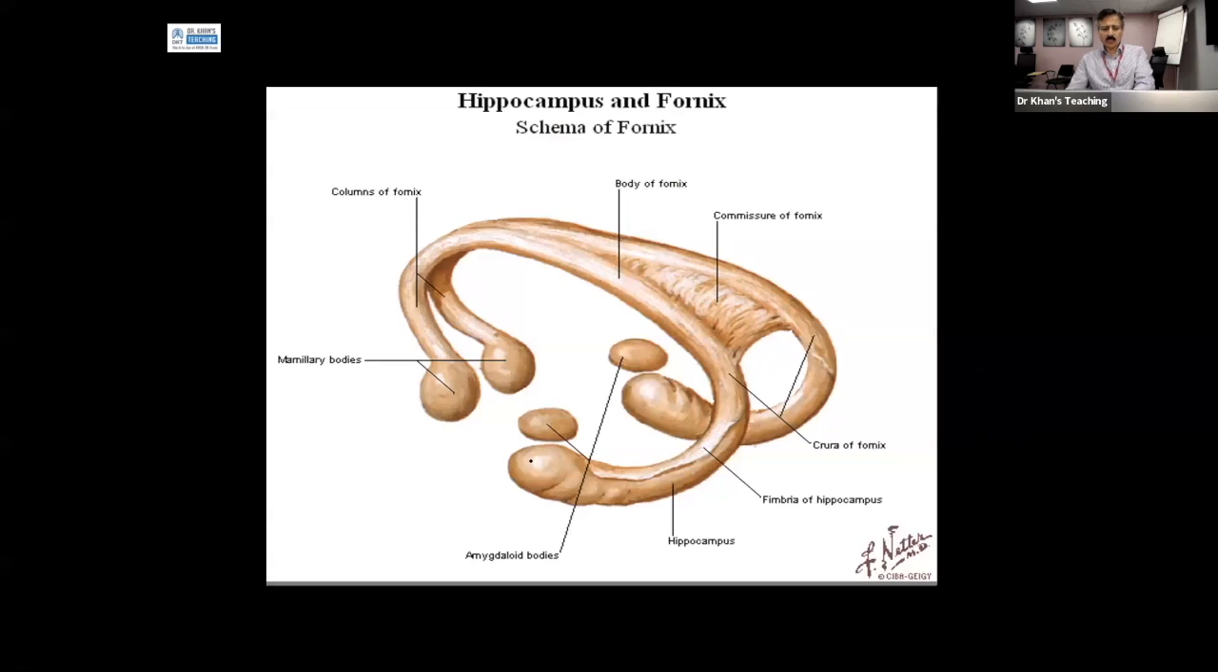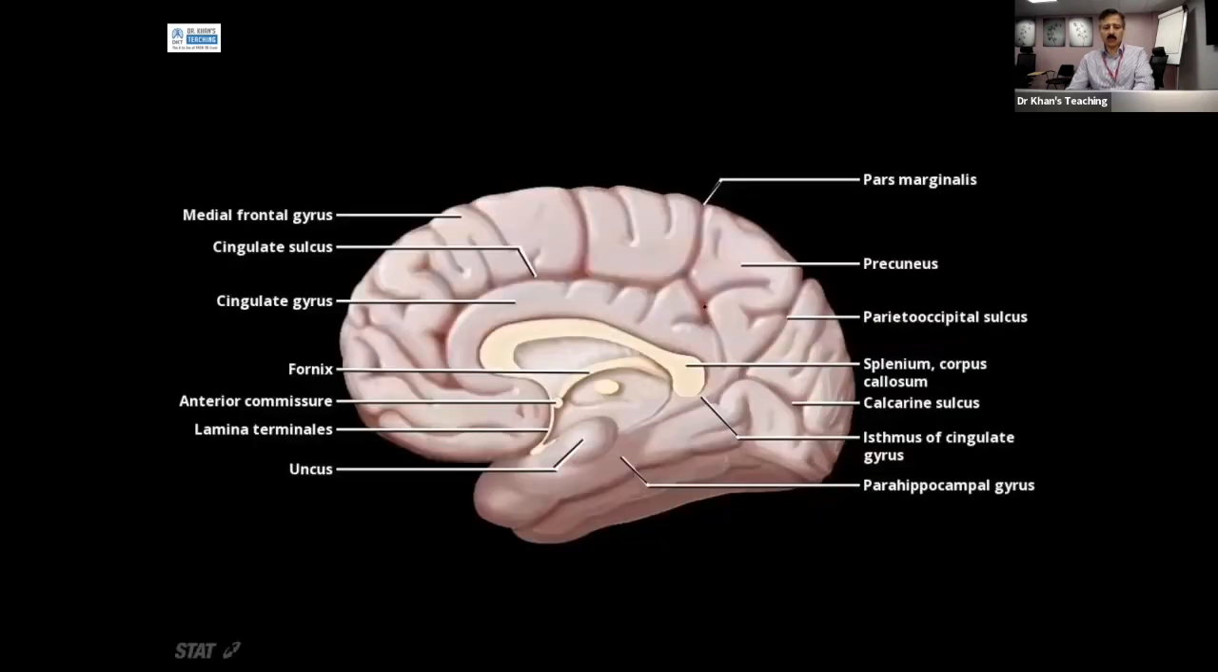Now this diagram also tells you the same thing, that this is the hippocampus, and then this is the crus, this is the other crus, and this is the commissure here, and then is the body, and then is the column, and then is the mammillary body. And superior to that, by stretch of imagination, the corpus callosum is sitting here, which is visible here. So this is the corpus callosum. From here to here is the septum pellucidum. Here there is no septum pellucidum.